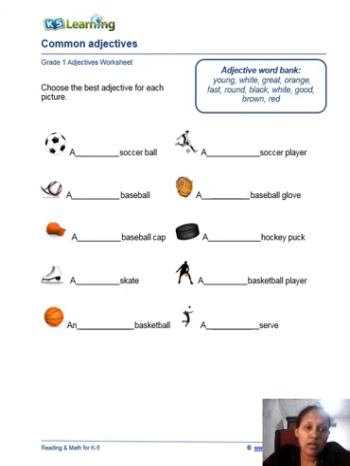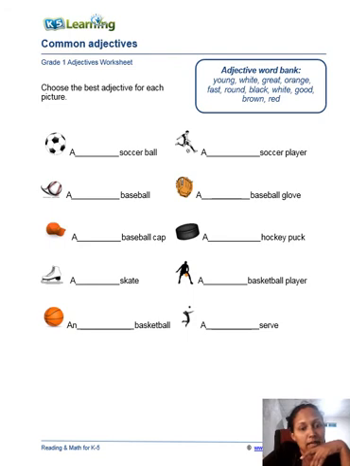Now here's a ball. What can you say about this ball? How can you describe this ball? We can say from the list, it's a round ball. Yes, it's round. So you can say a round soccer ball, right? Then the next one, there's a baseball there. So what can we say? We can say a fast baseball, or a white baseball, right?